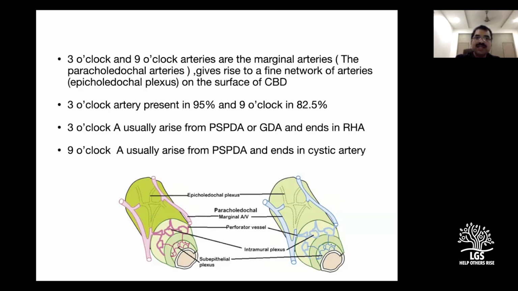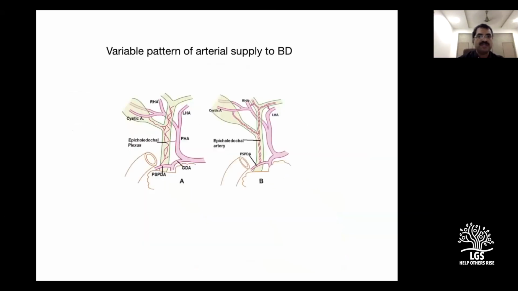So the blood supply of the bile duct has three zones. One is the marginal artery zone, second is the epicholedochal plexus zone, and third is the subepithelial and intramural plexus zone. So the 3 o'clock artery usually arises from the posterior superior pancreatico-duodenal artery or gastroduodenal artery and ends in the right hepatic artery. Whereas the 9 o'clock artery usually arises from the posterior superior pancreatico-duodenal artery and ends in the cystic artery. So if you see the percentage wise, the 3 o'clock artery is more constant in position. It's seen in around 95%, and the 9 o'clock artery is seen in only 82.5%.